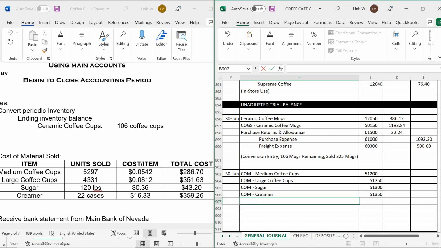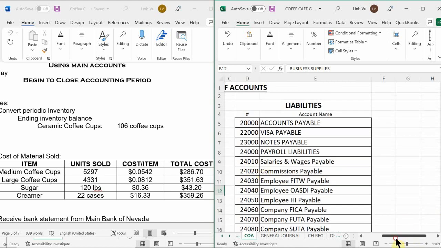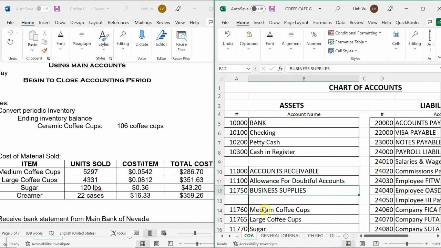So in this case, you're going to take it out directly from the medium coffee cups, large coffee cups, okay, sugar and creamer, okay, which is going to be account number, what's it, 11,700. 11,760.